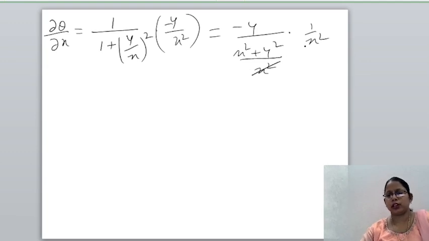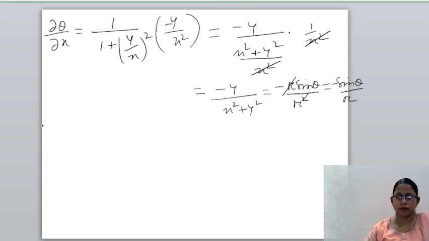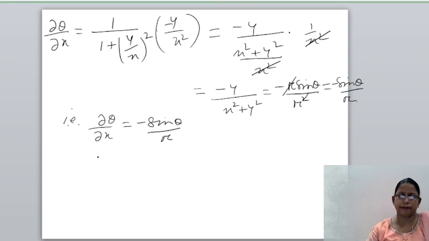This cancels out. I am left with minus y by x square plus y square. Minus y is minus r sin theta, and this is r square. This r cancels out, giving minus sin theta. That is, del theta by del x is minus sin theta by r.